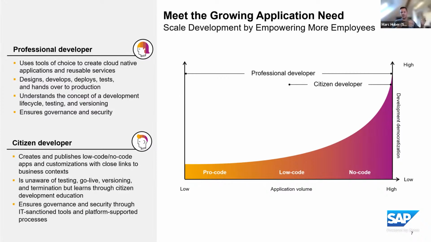On the one side, we have the professional developers. Of course, they know everything about creating, maintaining, and upgrading software by writing lines of code. And professional developers also have the knowledge about governance, data security, and the whole software lifecycle process.